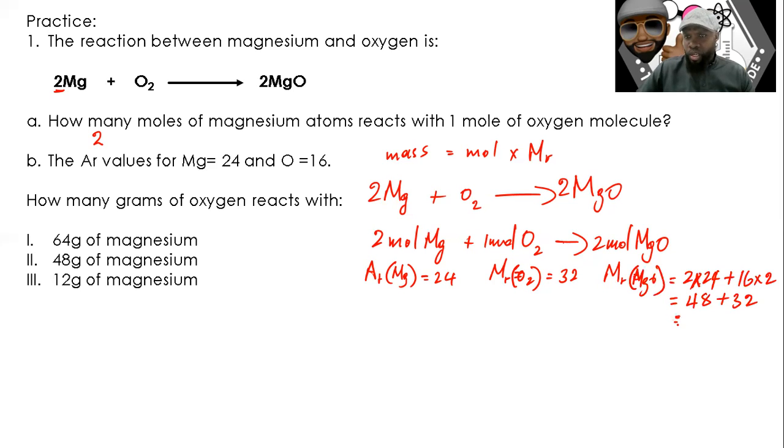So that would give me what? 8 and 4 is 10, so 0. That gives me 80, isn't it? 4 and 3, 7 and 1, 8. So that gives me 80 there. Okay, so my MR values, my molar masses for each of these: molar mass for magnesium is 24 grams. Molar mass for oxygen molecule is 32 grams. And molar mass for my magnesium oxide, MgO, is equal to 80 grams.